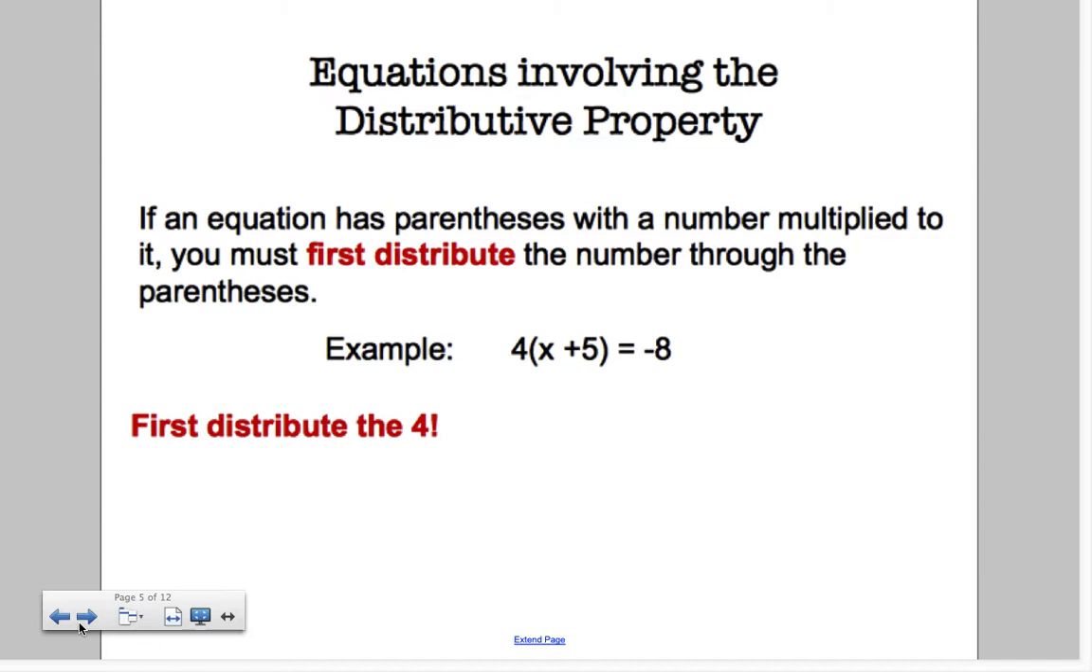You remember how to use it? You remember what operation is when you have a number next to a parentheses? Joe?